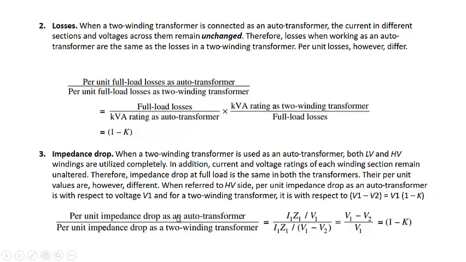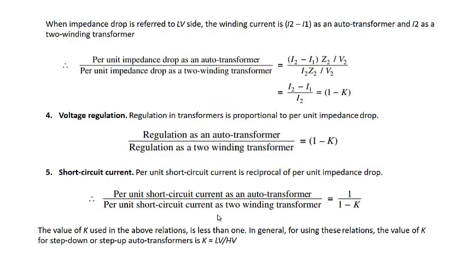So per unit impedance drop of an auto transformer will be equal to I1 Z1 divided by V1, and per unit impedance drop as a two winding transformer is I1 Z1 divided by V1 minus V2. This I1 Z1 will be cancelled out because they are the same in both windings. So it will be equal to V1 minus V2 divided by V1, which is equal to 1 minus K. This is also reduced in the auto transformer.